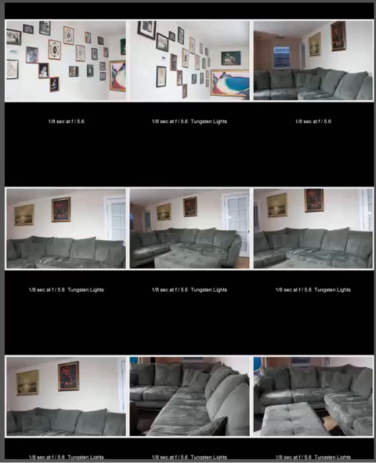So my money would have been on maybe some of these shots of the couch. If you could have done a slightly better job not letting the light fall off the back of the couch there, that would be a great shot.